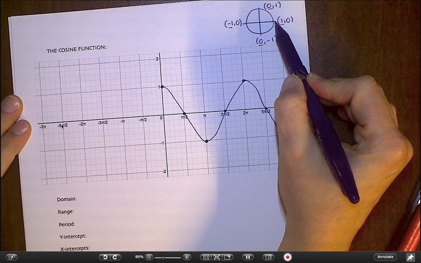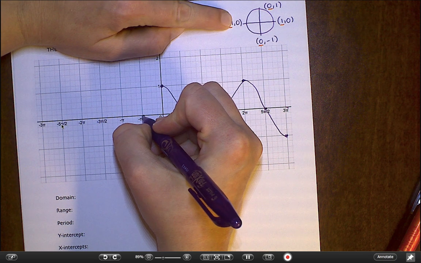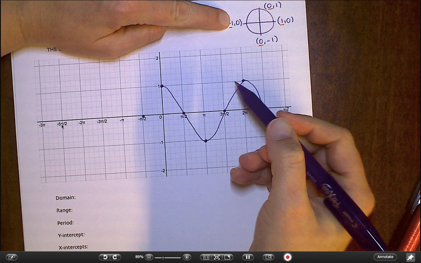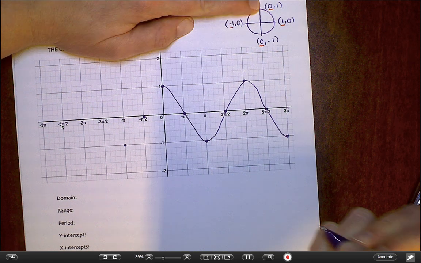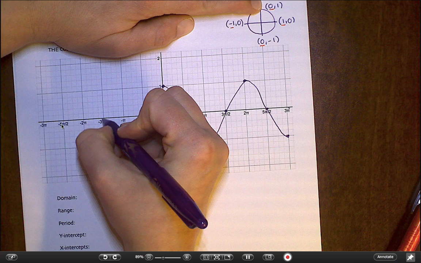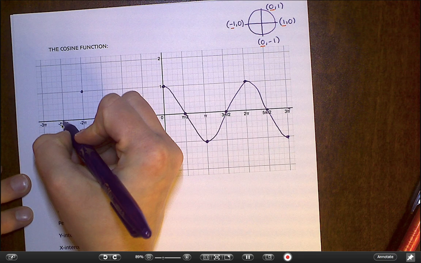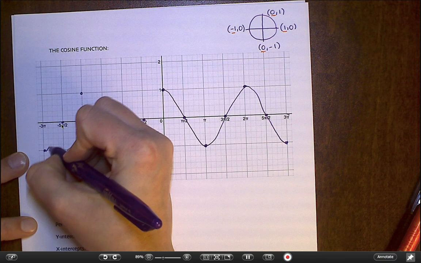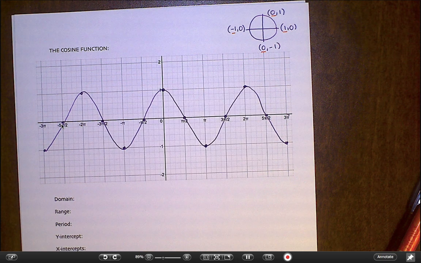Negative pi over 2 would be going from here backwards, so that would have me at 0. Negative pi is back around here at just pi, right? Negative pi and positive pi land in the same spot. And so negative pi is at negative 1. Back here, negative 3 pi over 2 is back at 0. And negative 2 pi has me back at positive 1. And again, you can probably just fill in the pattern from here and see what this function is going to look like. And again, this should be a smooth curve. And so really, this graph looks a lot like the sine function, okay? And that should make sense to us because the sines and cosines are repeating themselves all over the circle.